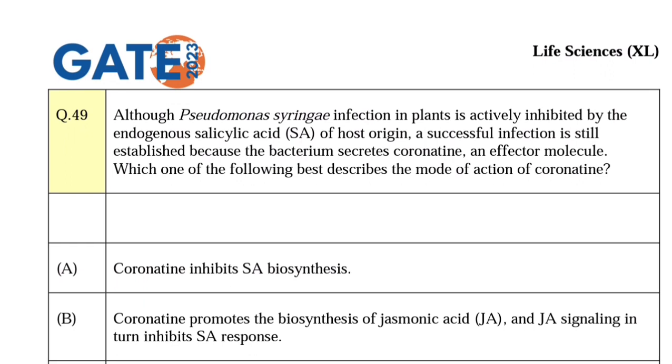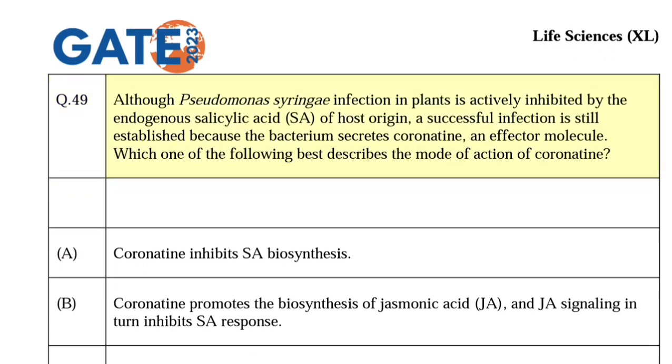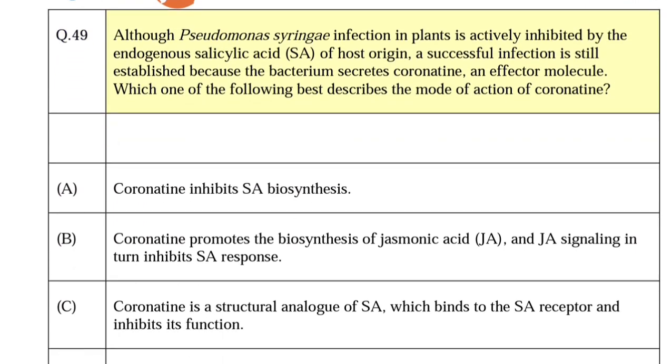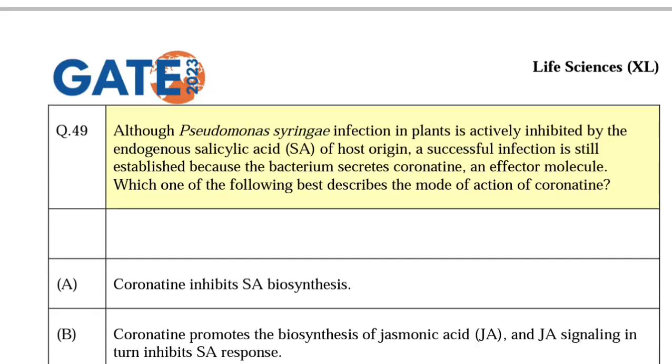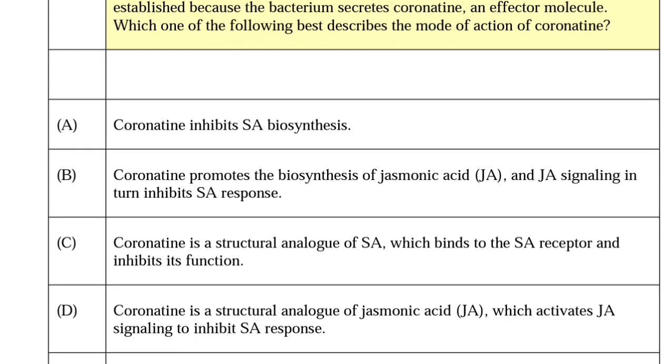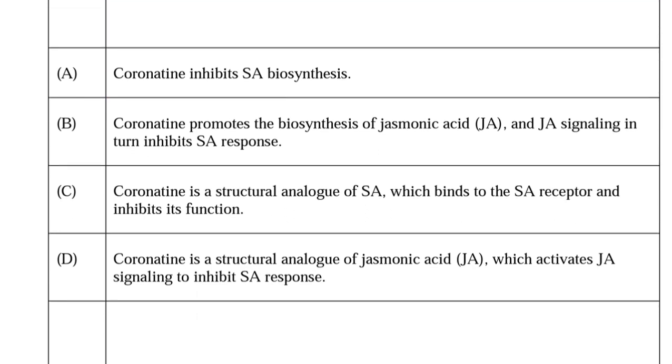Q.49. Although Pseudomonas syringae infection in plants is actively inhibited by the endogenous salicylic acid, SA, of host origin, a successful infection is still established because the bacterium secretes coronatine, an effector molecule. Which one of the following best describes the mode of action of coronatine?